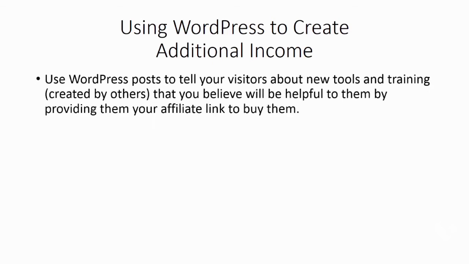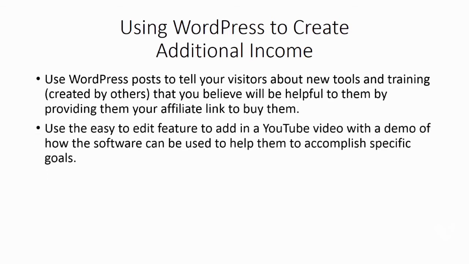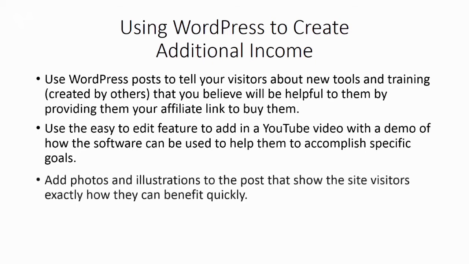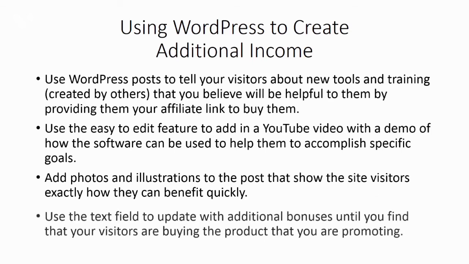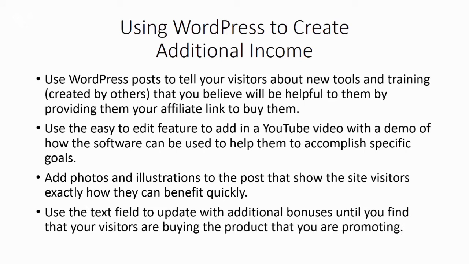Use WordPress posts to tell your visitors about new tools and training created by others that you believe will be helpful to them by providing them your affiliate link to buy them. Use the easy-to-edit feature to add a YouTube video with a demo of how the software can be used to help them accomplish certain goals. Add photos and illustrations to the post that show the site visitors exactly how they can benefit quickly. Use the text field to update with additional bonuses until you find that your visitors are buying the product that you are promoting.